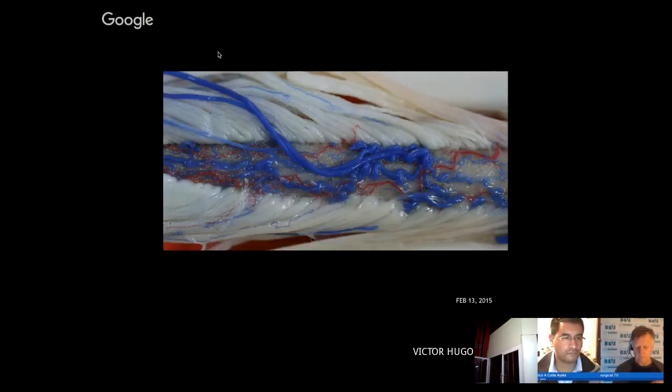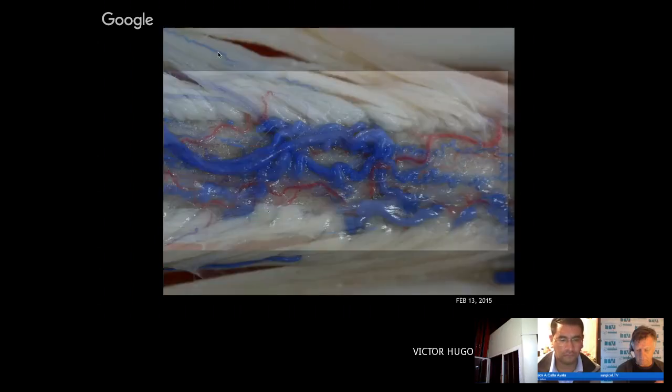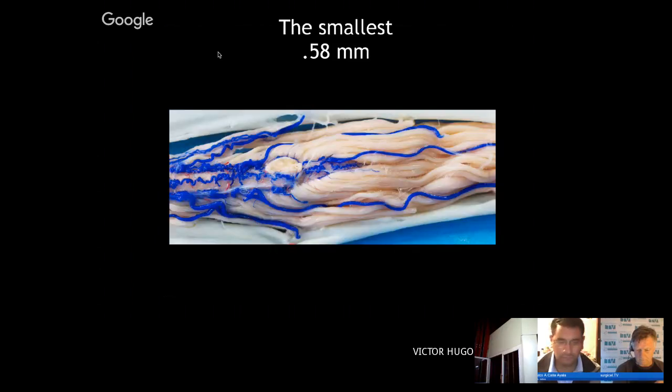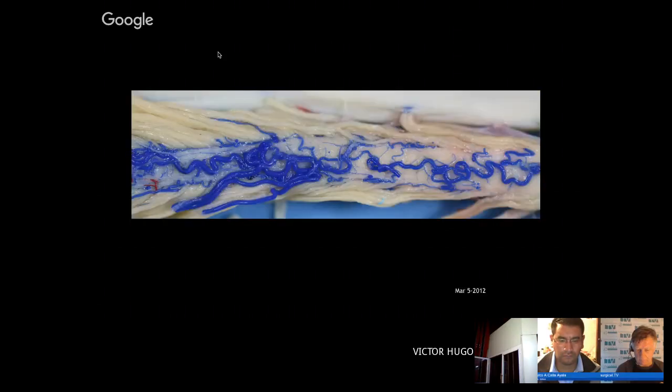This is another shape of the veins. The smallest was this, 0.58 millimeters. A vein with some small curves. These are several shapes of these veins.